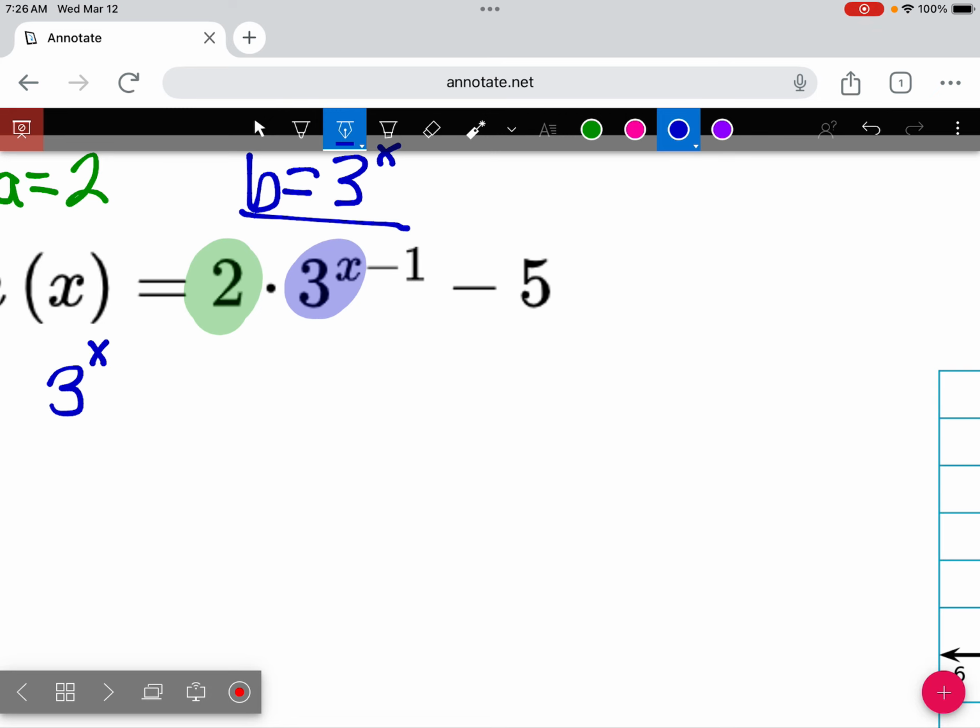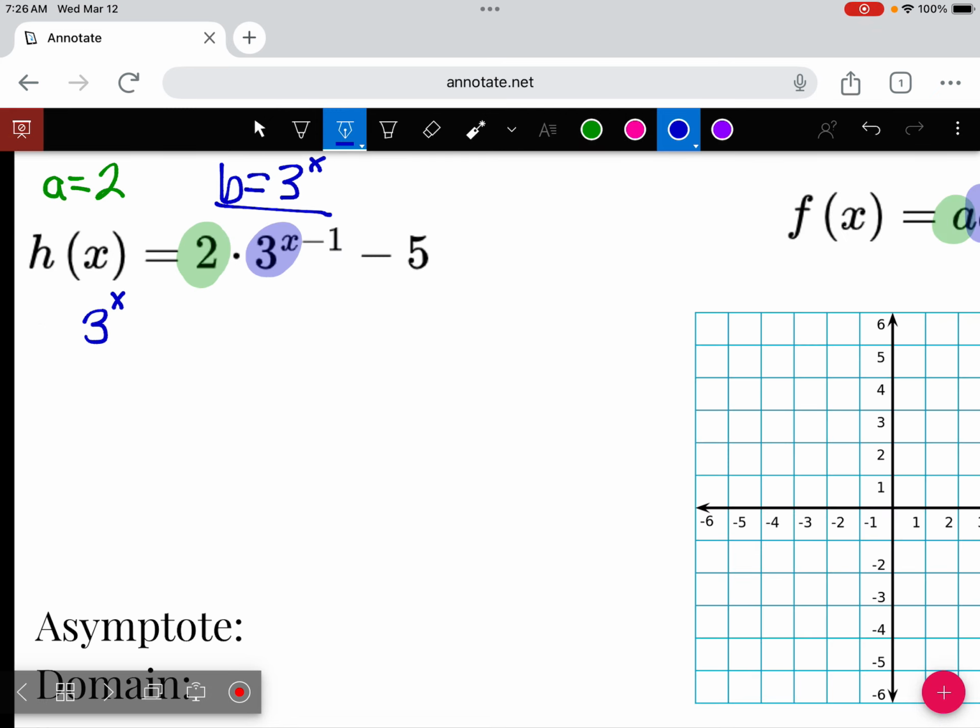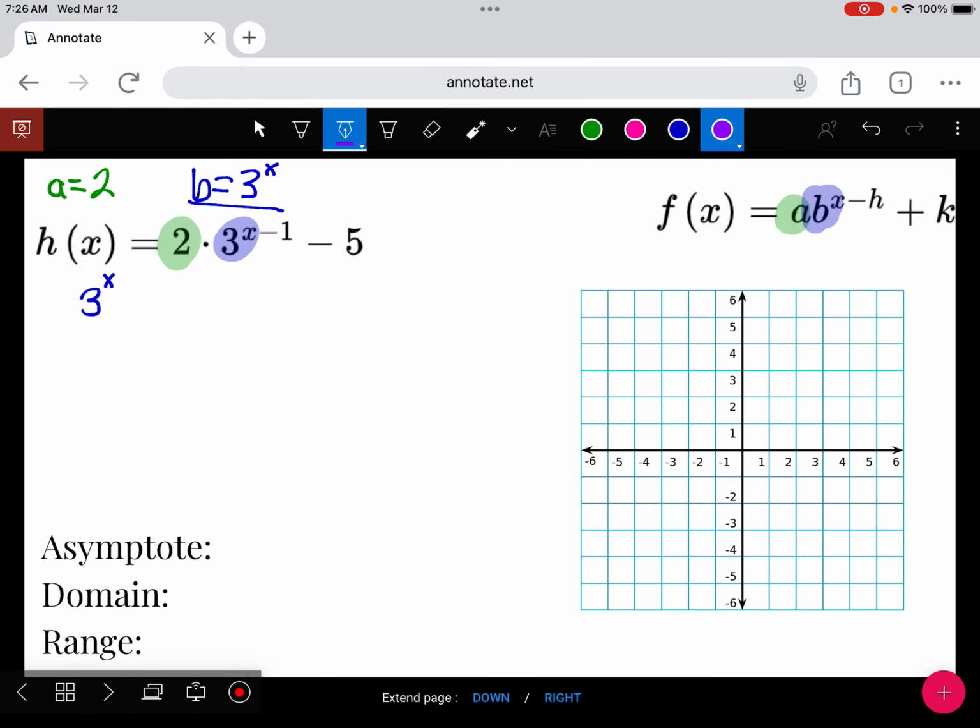So we're going to draw a table for our 3 to the x in just a second. Let's finish finding our pieces. What is my h going to be here? 1. It always has the opposite sign of the expression, so the fact that this says x minus 1 means my h is a positive 1.